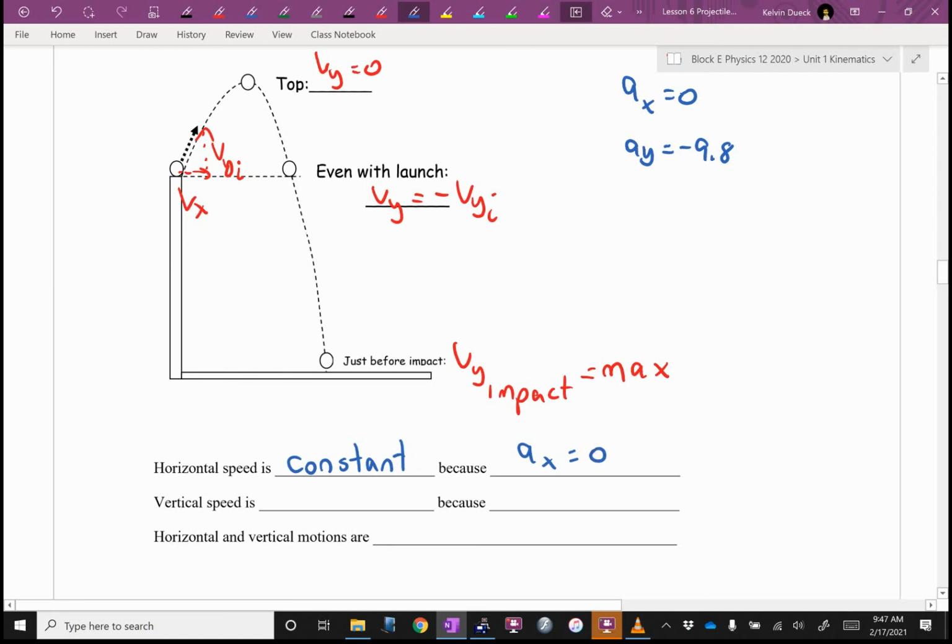Vertical speed is changing because AY is negative 9.8. And the horizontal and vertical motions are independent of each other. What I really mean by that is don't you dare put a horizontal value into a vertical equation, and don't you dare put a vertical value into a horizontal equation. That's the big sin. That's by far the most common mistake in looking at projectiles.